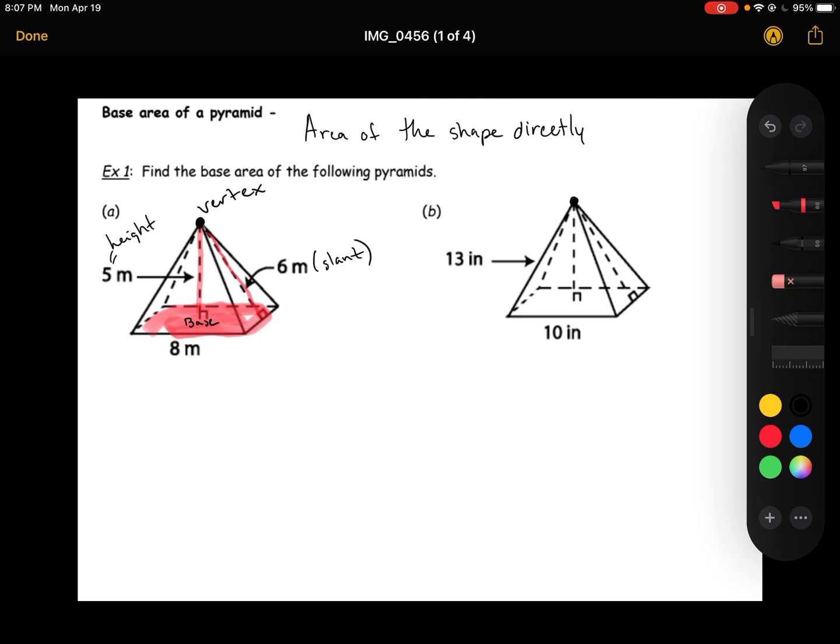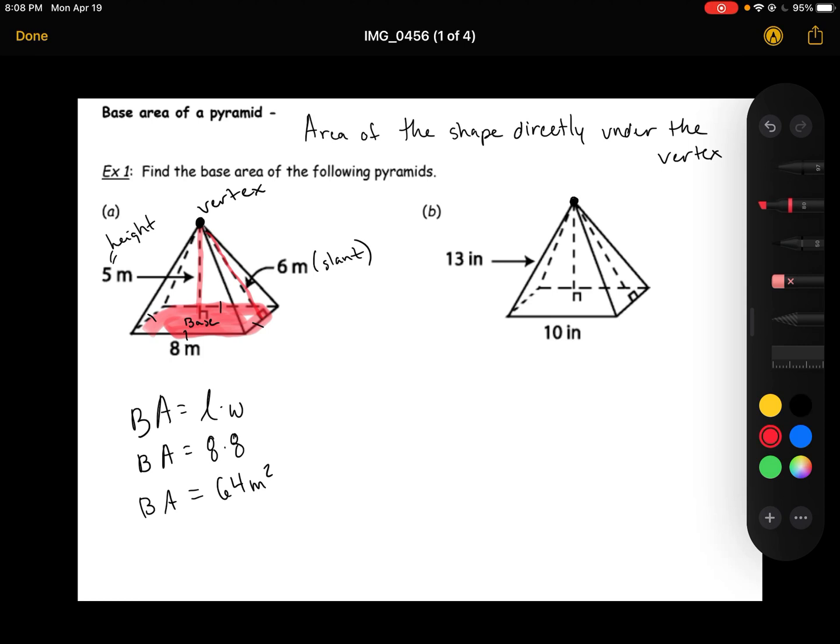But first things first, base area of a pyramid is just the area of the shape directly under the vertex. So in this case, we have a square pyramid. See that this side, this side, this side, this side, they're all the same here. So to find the base area, it's actually a single calculation of just length times width. And in this case, they're both 8. So we'll get 64 meters squared for our base area.